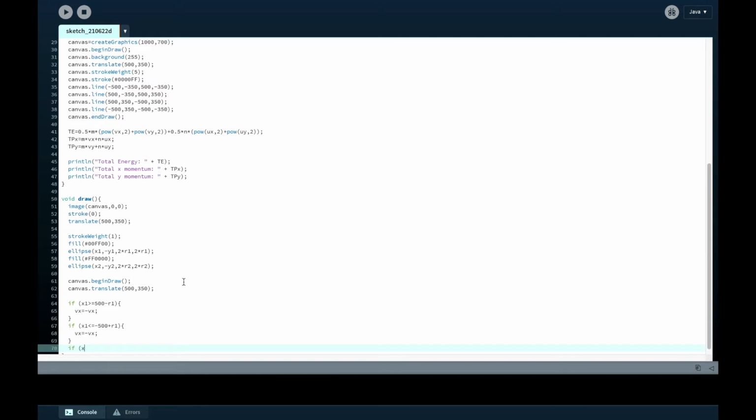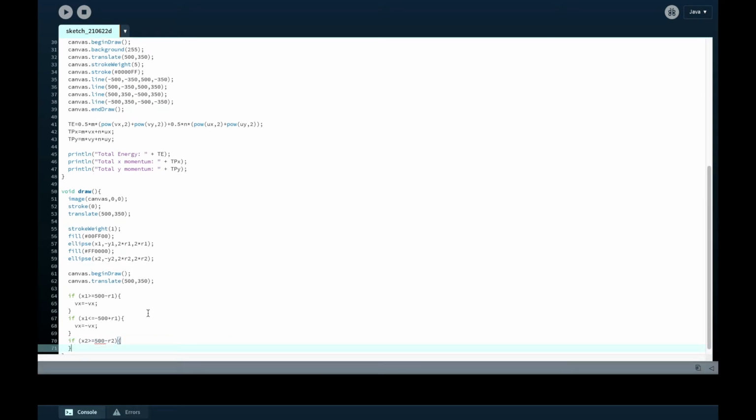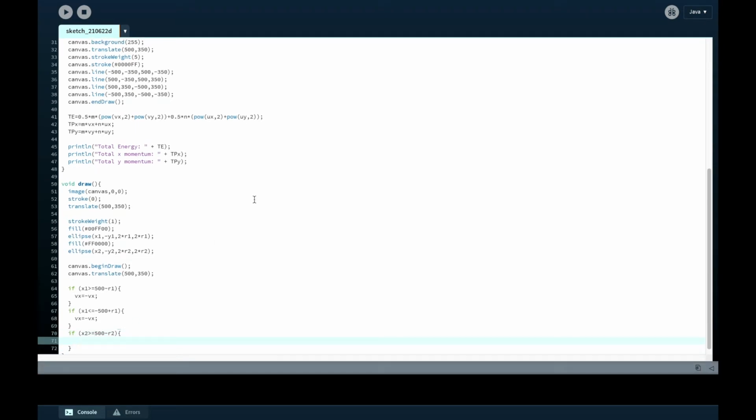And then we have if x2 does the same thing. This here is the same, but the radius is going to be r2. And if x2 collides with the right wall, we have ux is equal to minus ux.